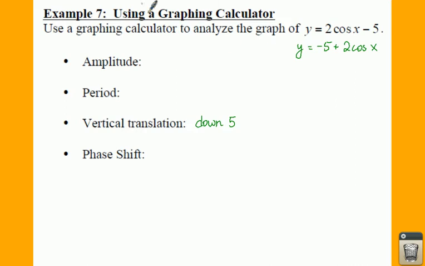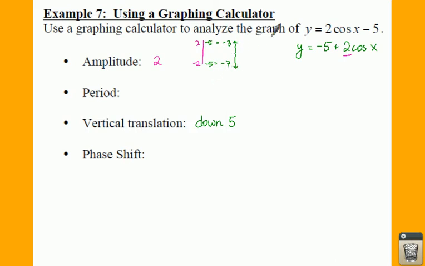Your amplitude is the 2 here in front, so your amplitude is 2. That means your graph would normally go from 2 down to negative 2, but we're going to be shifting all of these down 5. If you subtract 5 from 2, it gives you negative 3. Subtract 5 from negative 2, that gives you negative 7. So your graph should be between negative 3 and negative 7 on your vertical axis.